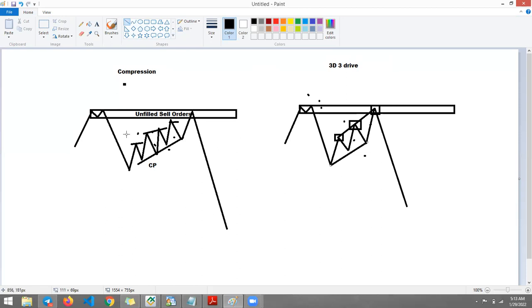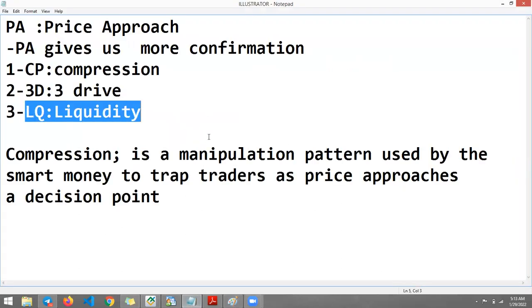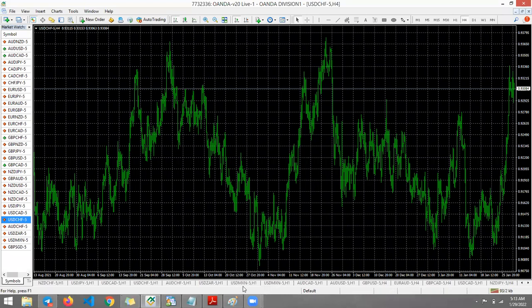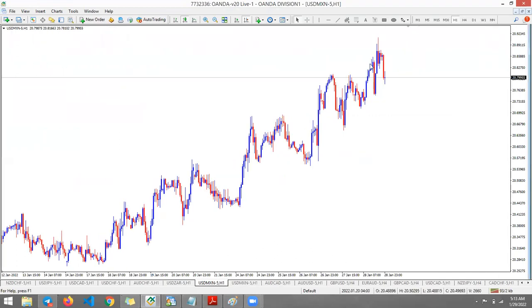So let me just get a few examples on compression and 3 drive. Then I think we shall conclude with LQ. LQ is what we call liquidity. Yeah, so I think the most recent example was when I haven't yet analyzed for the following week. So let me see.